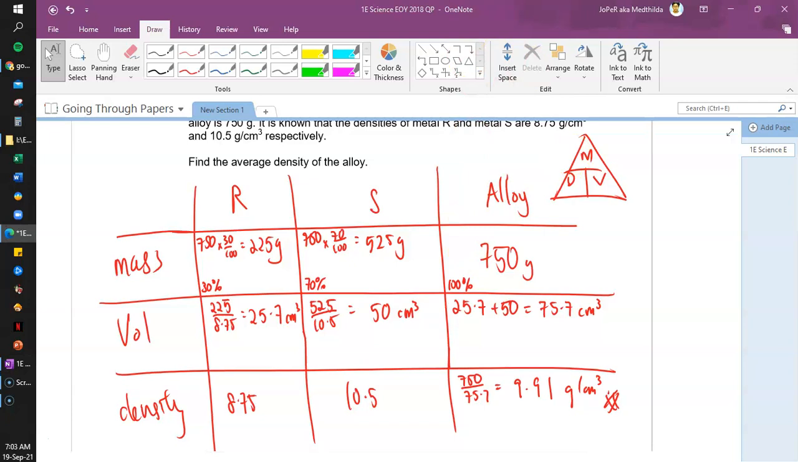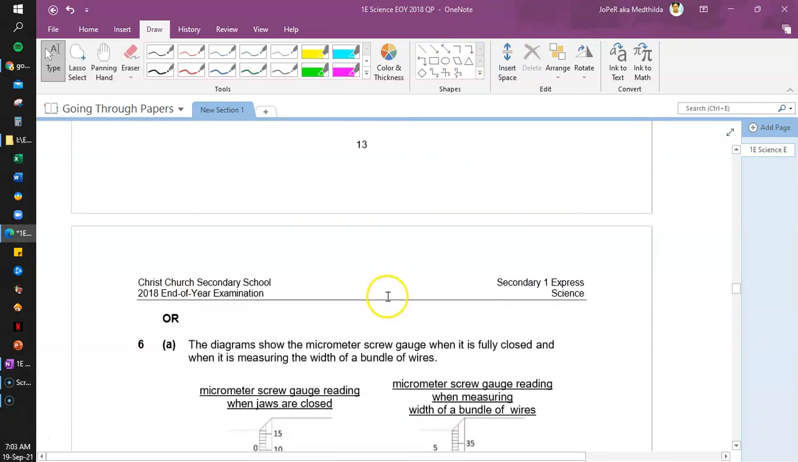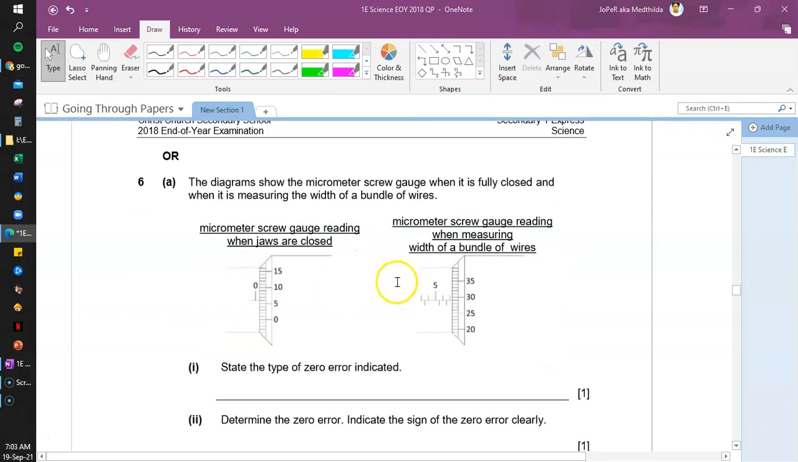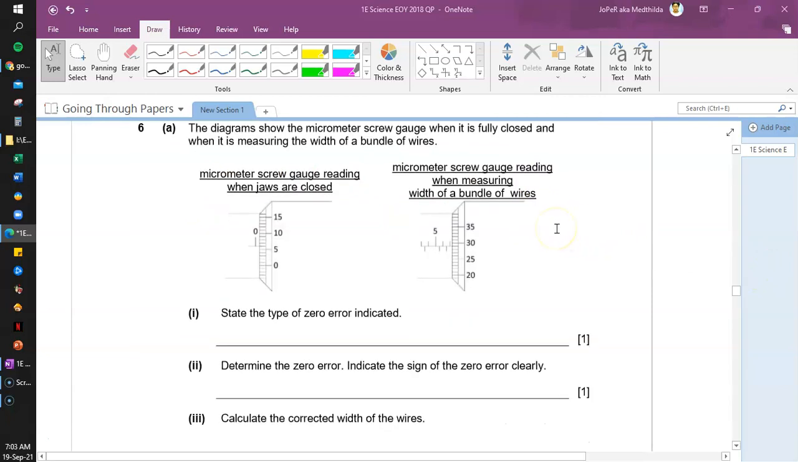Okay, so next one, let's go. This is the other part. The 2018 paper actually provides quite a good range of questions, so we can try it out. It shows a micrometer screw gauge being fully closed when it's measuring the width of a bundle of wires. So first thing, you can see here the jaws are closed, so we're looking at the zero error.